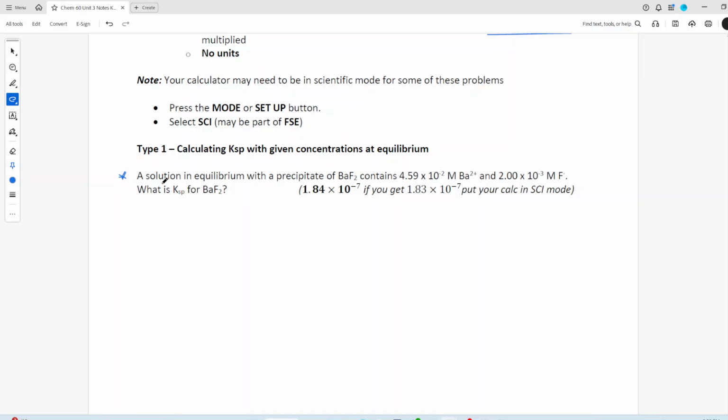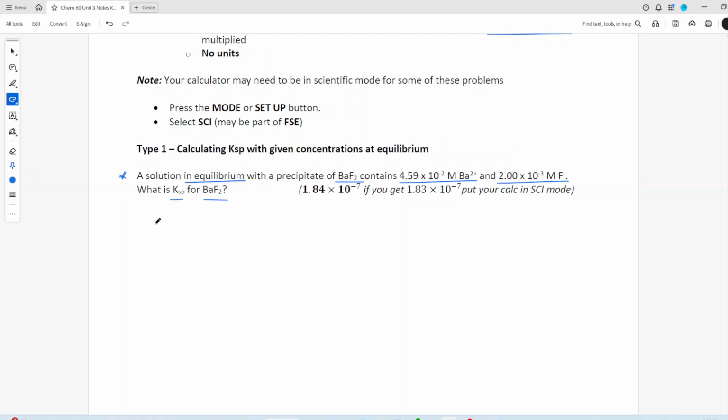So let's just set this up and then we'll determine if you need to or not. A solution in equilibrium with a precipitate of barium fluoride contains 4.59 times 10 to the negative 2 molar, or moles per liter, of barium, and 2.00 times 10 to the negative 3 moles per liter of fluoride. What would be the KSP for barium fluoride?